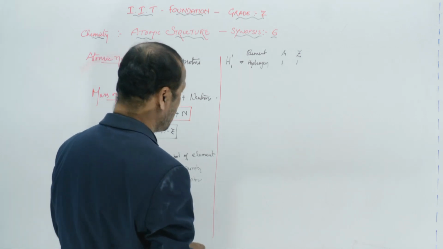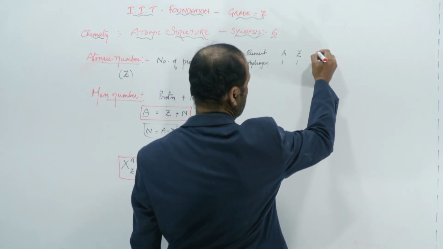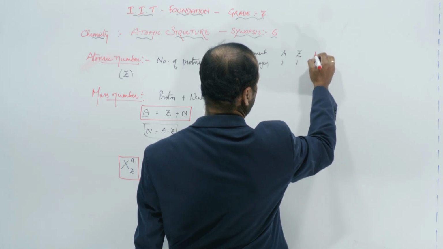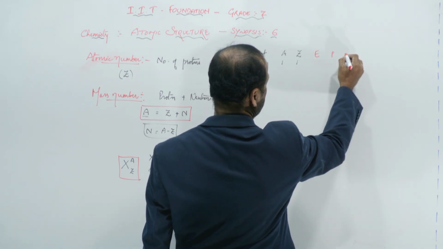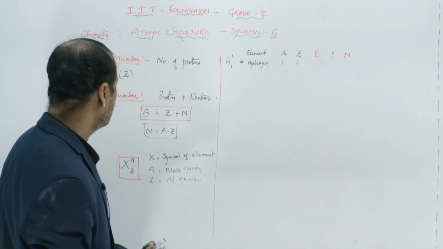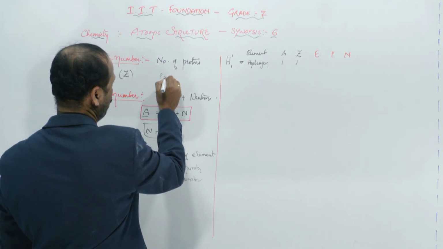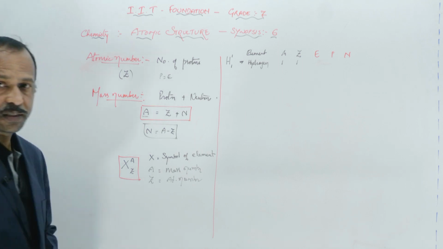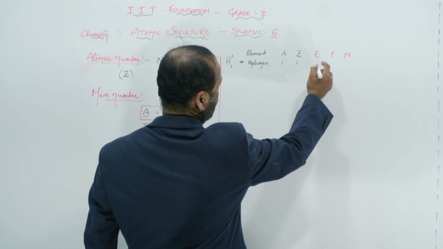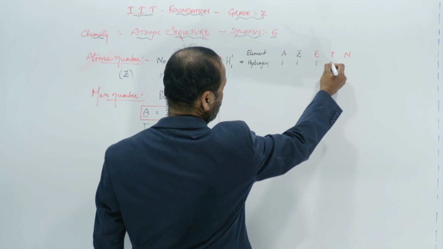Now, let us see how many electrons, protons and neutrons hydrogen consists of. See students, protons, electrons and neutrons. First we write the electrons. I already told you that the number of protons in an atom is also equal to the number of electrons, correct? So, if the atomic number is 1, the number of electrons is also 1. If the atomic number is 1, the protons are also 1.